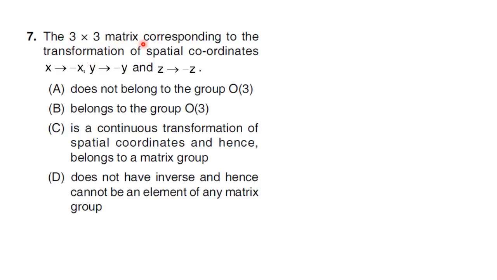The 3×3 matrix corresponding to the transformation of spatial coordinates x to minus x, y to minus y and z to minus z. Here x changes to minus x, y transforms to minus y and z transforms to minus z. Which of the following is true? So consider a 3×3 matrix A.